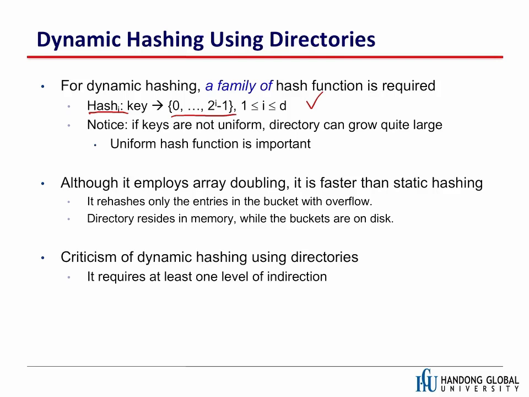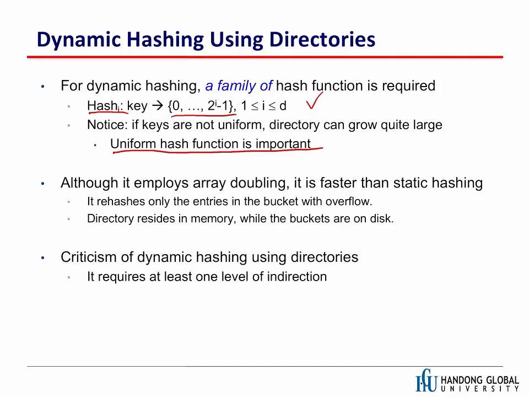And if the keys are not uniform, then the directory can grow quite large. If we insert like A1, B1, C1, D1, H1, then the directory can grow linearly. So a uniform hash function is important. If we insert A1, B1, C1, D1, then we have to come up with a slightly different hash function. Instead of looking at the last bit, we might have to look at the first bit, the leftmost bit. So we should come up with better hash functions for some cases.